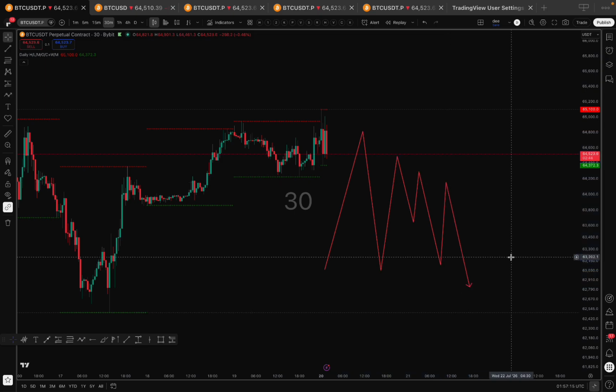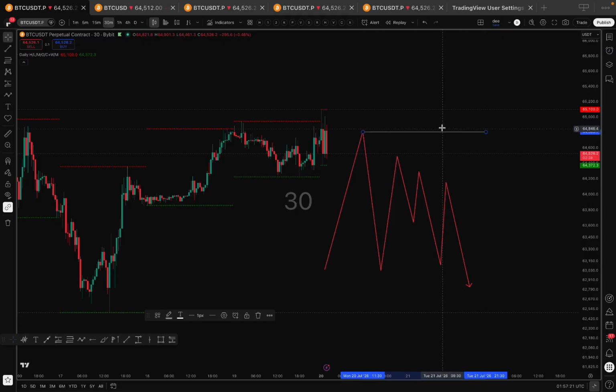Okay. Now we have something like this. This is price. Now this level is the external level. All these, this is a high now, but this is an external high. All these are a series of internal highs. They are also highs, but they are internal highs.